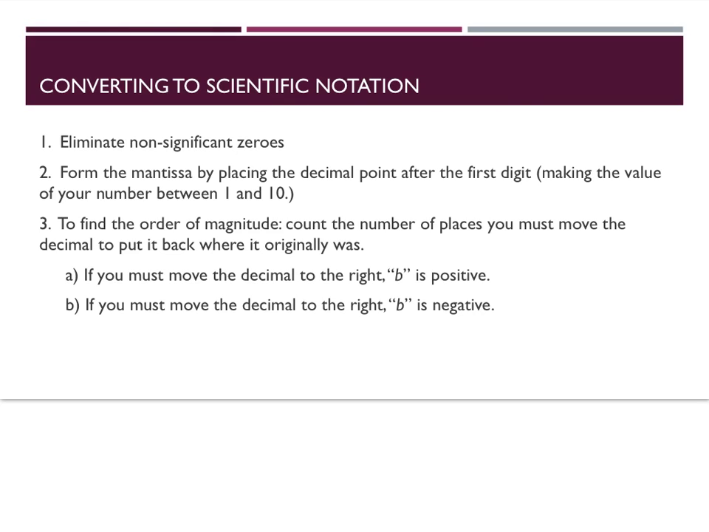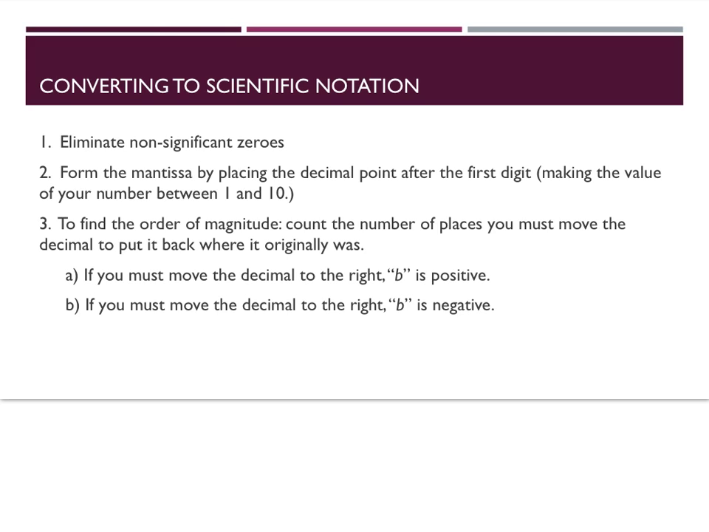So, we want to take a number and convert it to scientific notation. To do that, we want to eliminate non-significant zeros. That means the zeros that are just a string at the beginning or a string at the end. They really don't represent measurements or counts. They're mostly just to keep the significant digits in the correct place value. So we eliminate the string of zeros.